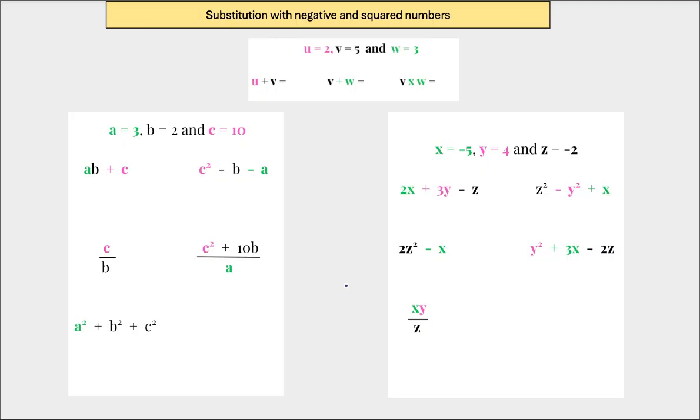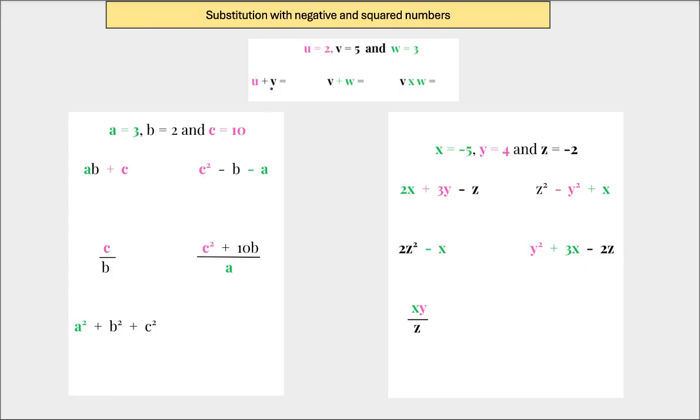Hi folks, this is substitution using negative and squared numbers. If you've looked at my basic substitution video, you will understand that we're just taking it slightly a step further. So here is an example. So u equals 2, v equals 5 and w equals 3.